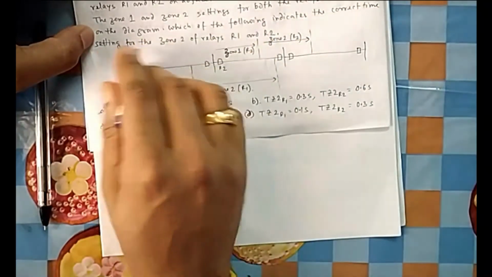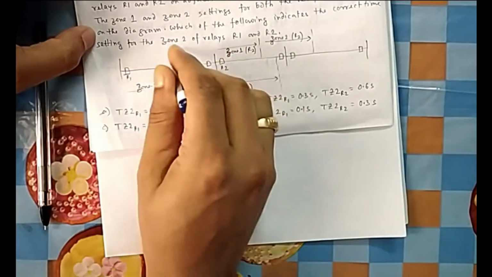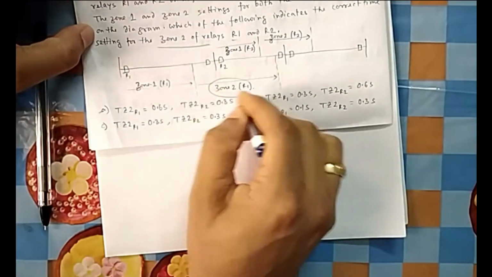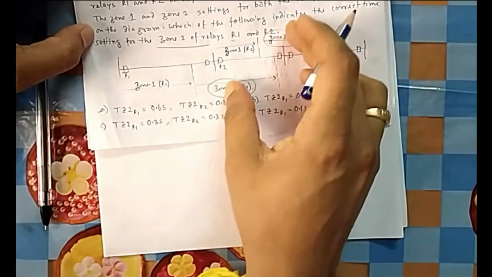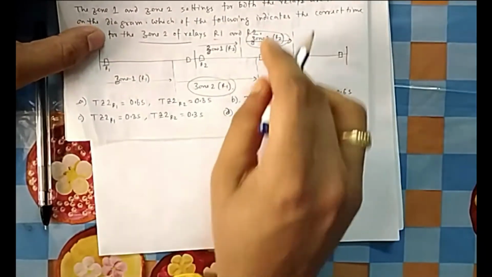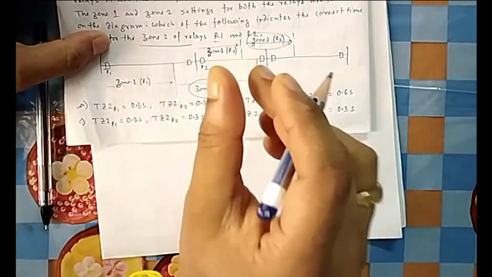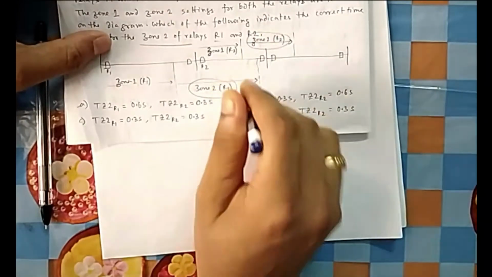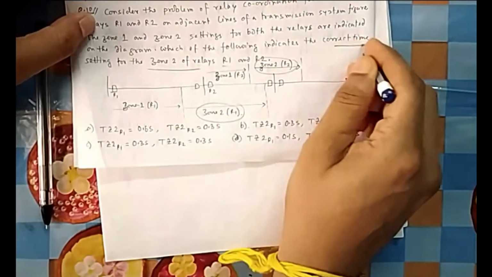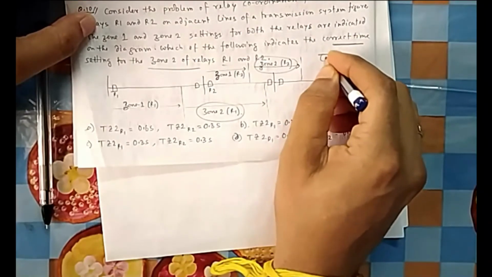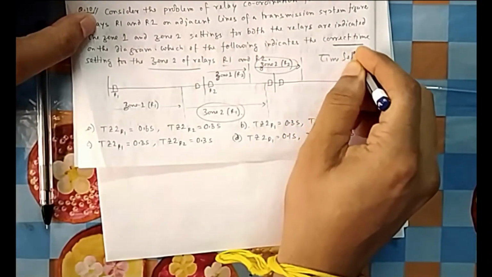Then indicate the correct time from zone 2 relays for R1. Zone 2 of R1, zone 2 of R2. Between these two, what should be the time coordination? So you have to see whether there is an overlapping area between these two zones. If there is an overlapping area, then only this time coordination will come. Coordination of time setting will come. Otherwise there will be no need of time setting.